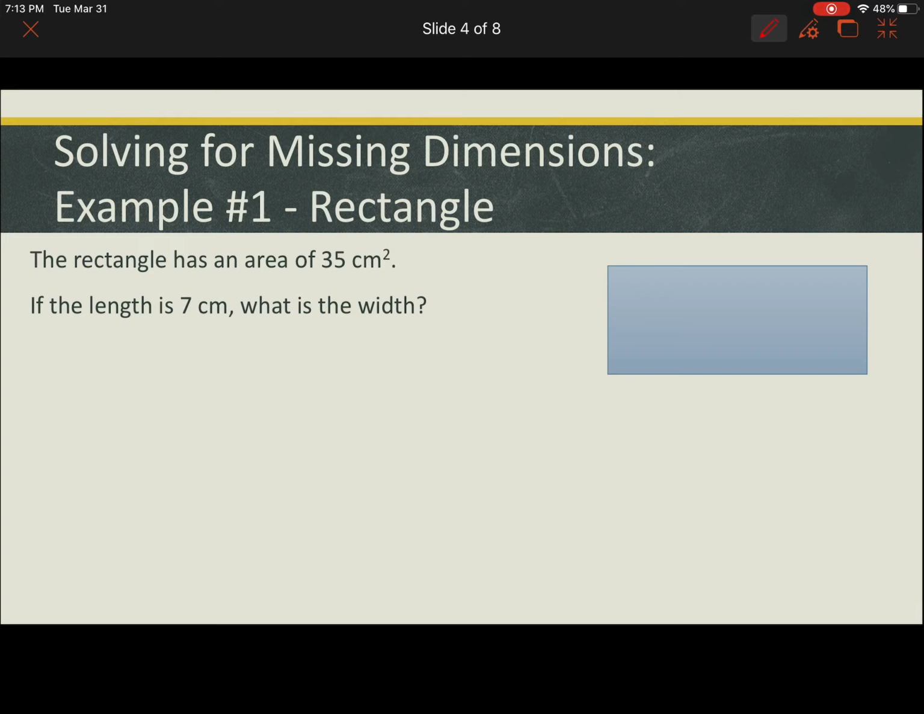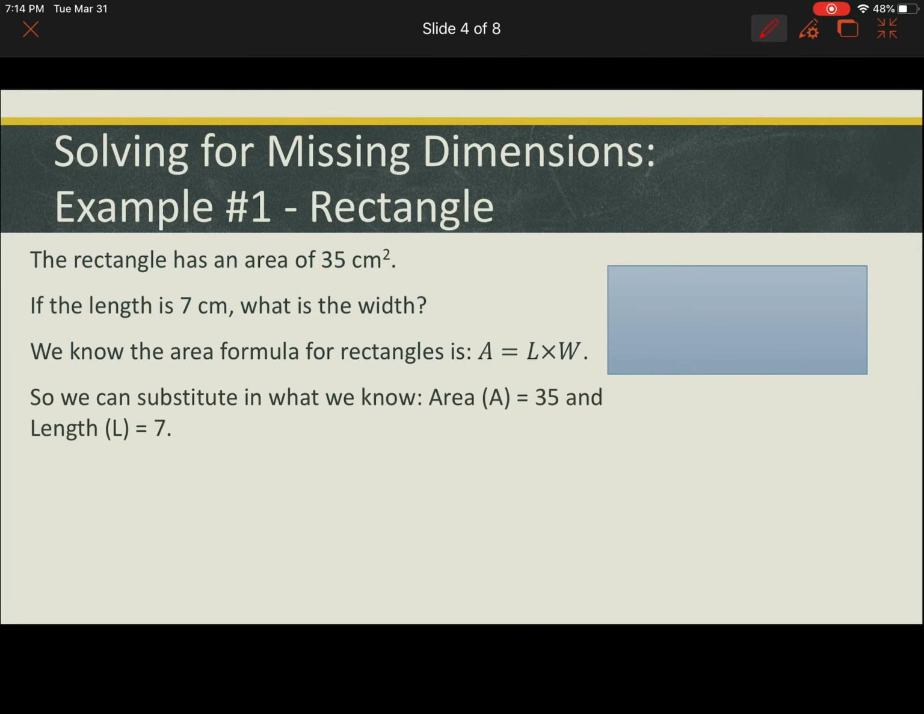For our first example, we have a simple rectangle. The rectangle has an area of 35 centimeters squared. If the length is 7 centimeters, what is the width? So we know the area formula for a rectangle, and that is the area equals the length times the width. We can substitute in what we know. For the area, we have 35, and for the length, we have 7. So setting up the equation, we have 35 equals 7 times the width, W.